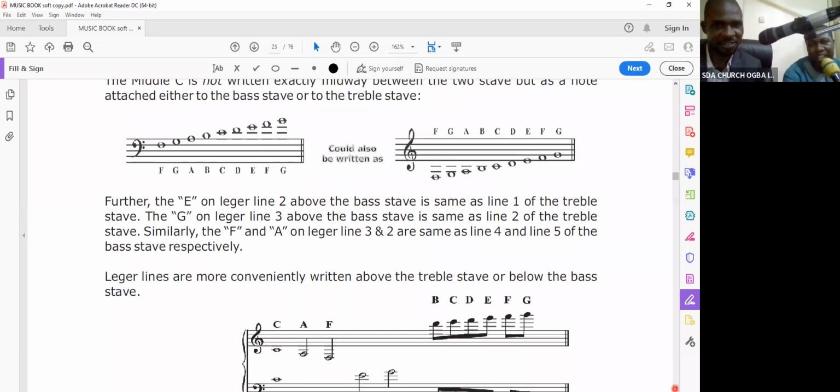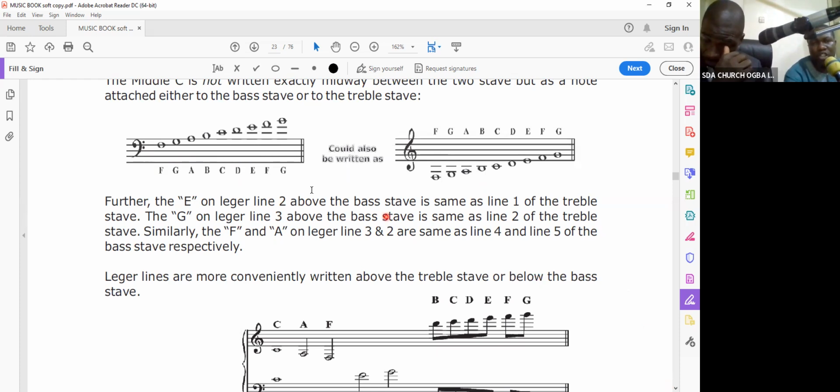Just the additional thing about ledger lines is that ledger lines are short lines written above the stave or below the stave to pitch other sounds that are not found in the stave. I repeat, ledger lines are short lines written above the stave or below the stave to position other sounds that are not found on the stave or in the stave.